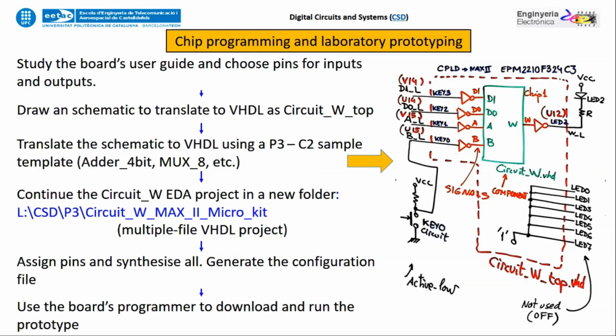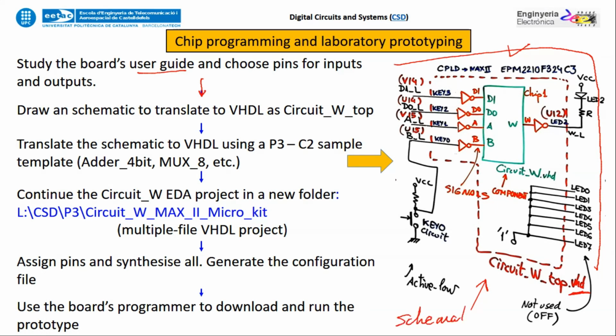So this is the layout of the steps that we will solve here. Basically, we have to study first of all the user guide of the board, and then we have to have a schematic. This is a CSD course, so everything has to be around schematics. It doesn't matter if later we have VHDL files instead of schematics. The first thing that we have to have is a schematic of what you are pretending here. So look at this. We have a top entity, and inside we have a component and some signals and some gates and some ports, input and output ports. So this is what we have in mind.